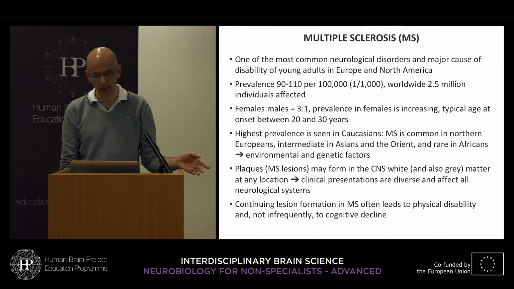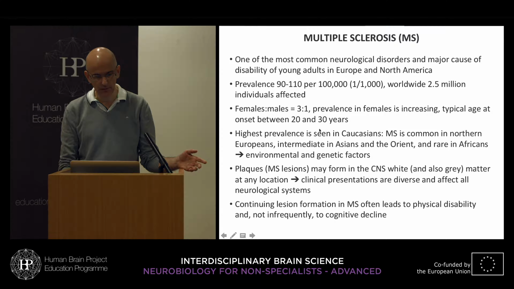Multiple sclerosis, as mentioned before, is the most common of all these demyelinating disorders, and it's a major cause of disability in young adults in Europe and North America. The prevalence is about 100 per 100,000, so 1 in 1,000, which is quite large. Worldwide there are currently 2.5 million individuals affected. It's a disease that mainly affects females. The female to male ratio is 3:1, and the prevalence in females is increasing over the past decades.